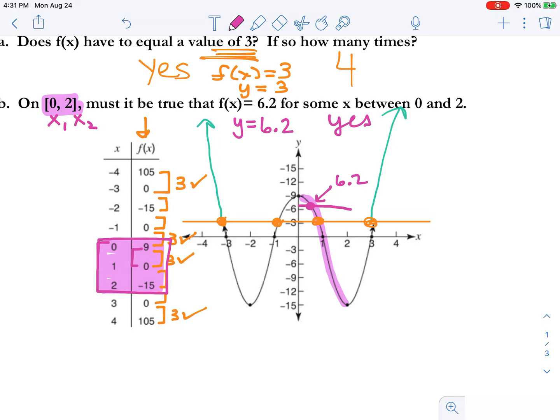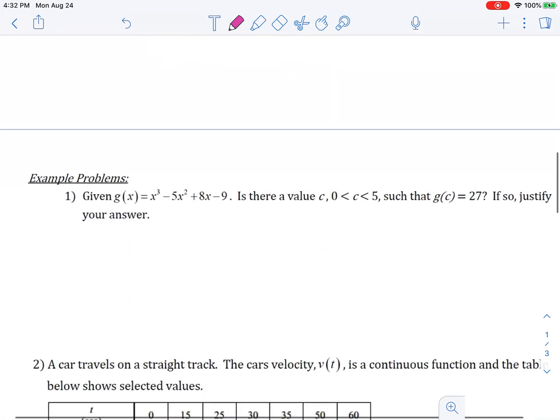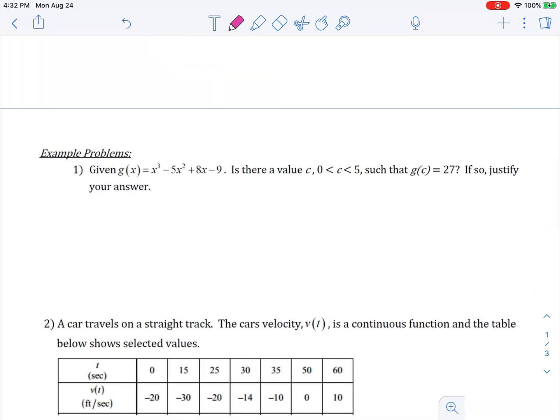Now, let's look here. Between 0 and 9, does 6.2 lie there? Absolutely. Between 0 and -15, it doesn't, but we know between 9 and -15, sure, 6.2 has to occur. So that is our IVT theorem. Now, are they going to be as easy as that? Absolutely not. Let's get to a real scenario question.